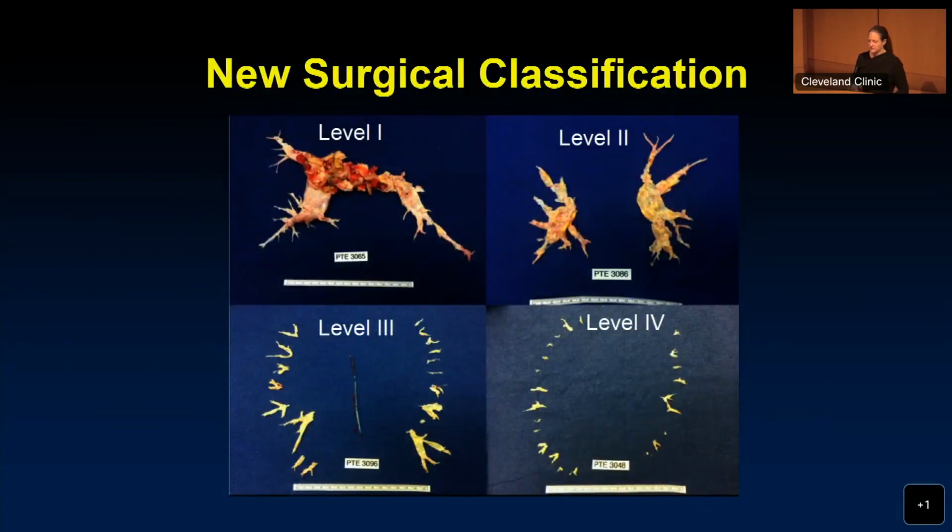This is the UCSD surgical classification. You're considered an excellent CTEPH center if you can get to level 3 and 4 disease.